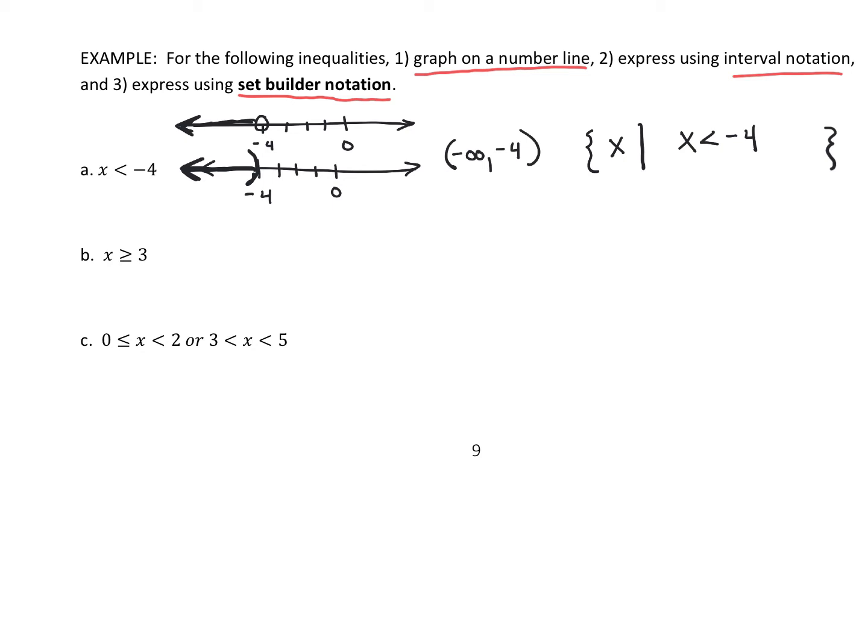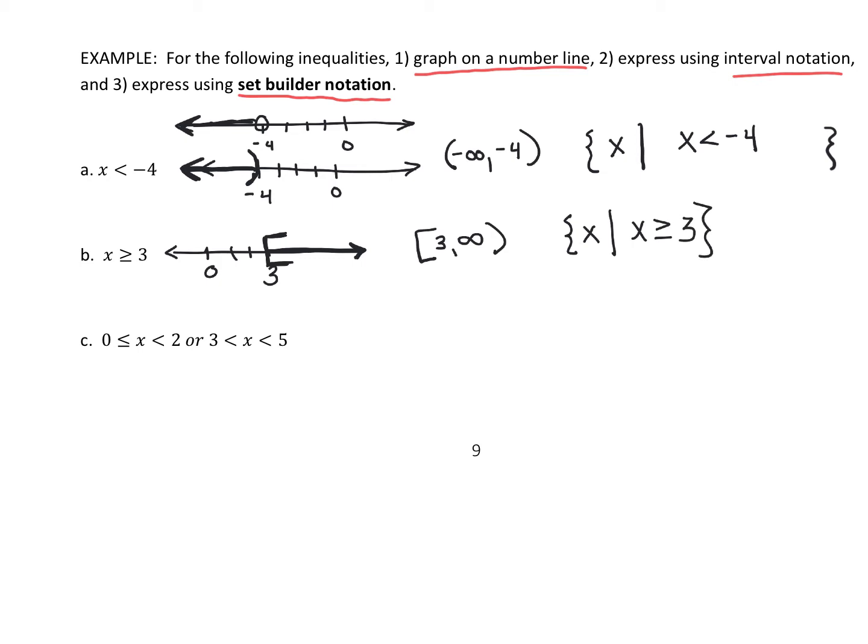Okay, x is greater than or equal to 3. On the number line, here's our 3. Because this has the equal to, we're going to use a bracket and we're going to shade to the right. Okay, so this is going to be bracket 3 to infinity, or in set builder notation, x such that x is greater than or equal to 3.